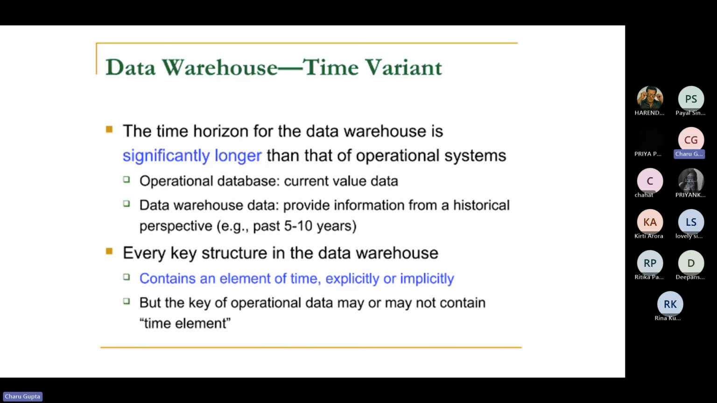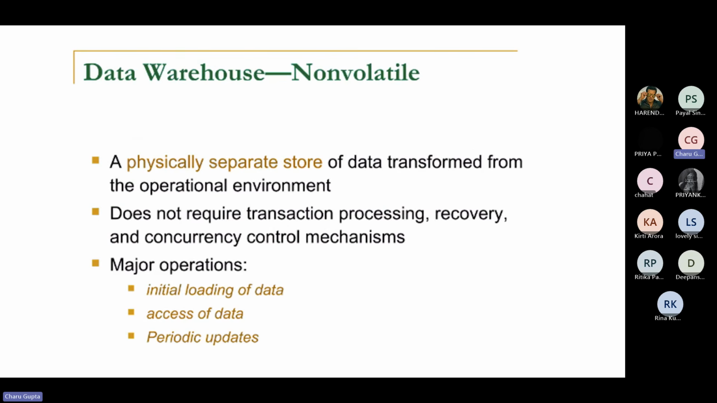The third feature of data warehouse is time variant. It is significantly longer than the operational systems, right? For example, 5 to 10 years. The next one is non-volatile. It is a physically separate store which is non-volatile in nature.